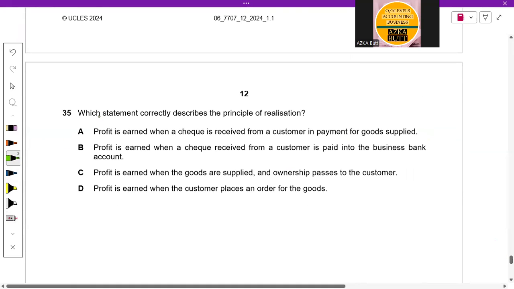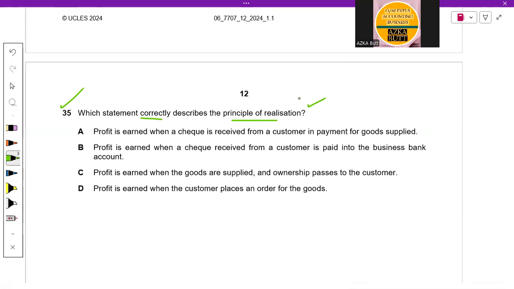Okay. So, question number 35. Which statement correctly describes the principle of realization? So, basically, what is the principle of realization? The principle of realization states that profit is recognized when the earning process is complete and the risks and the rewards of ownership have been transferred to the buyer. So, in that condition, we realize our profit when it is earned, whether we receive the money from our customer or not. Until then we cannot realize that sale. This type of principle is called realization.